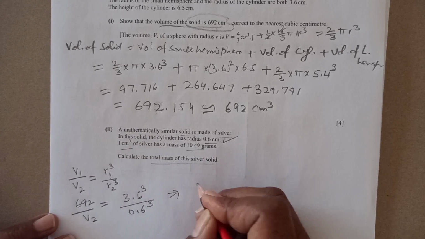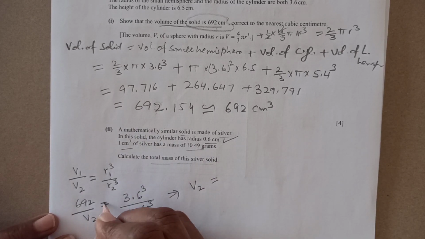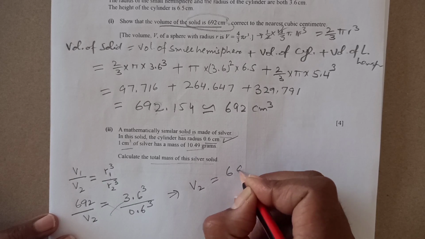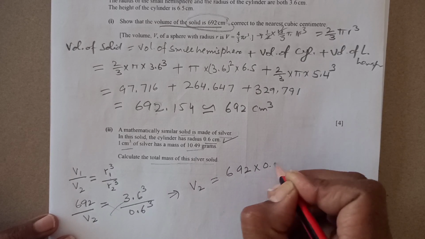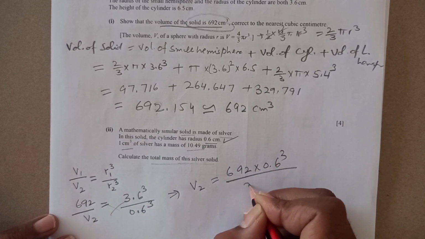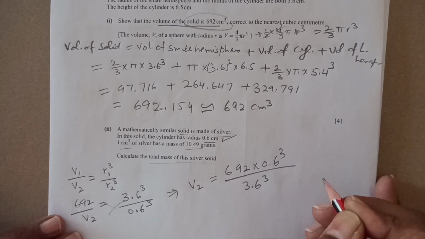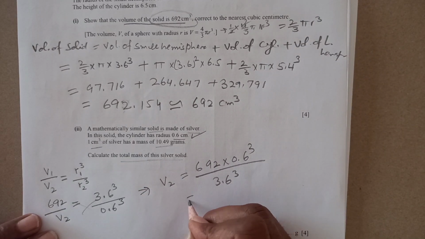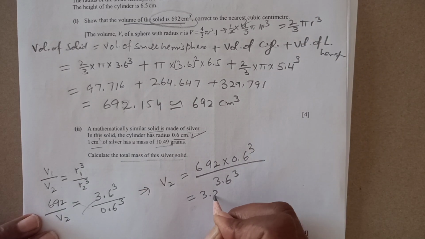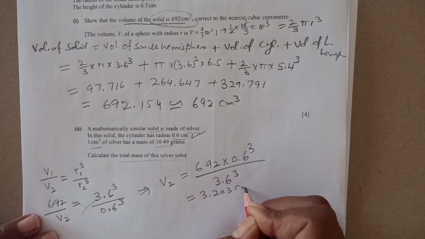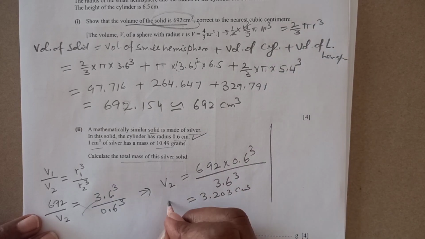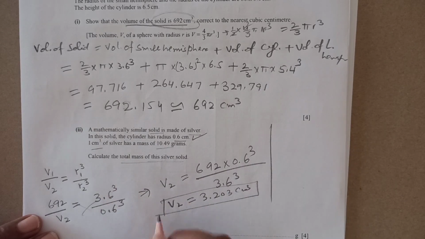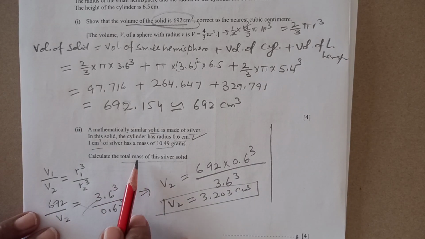So from here we will have V2 as, just cross multiply, 692 times 0.6 power 3 over 3.6 power 3. Okay, so this comes out to be 3.203 centimeter cubed. Now this is the volume, right? So we are not done yet here. We are looking for the mass.